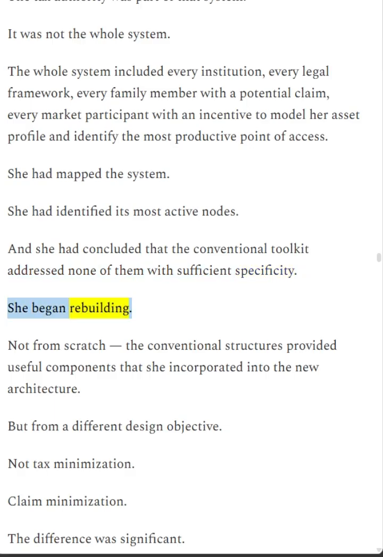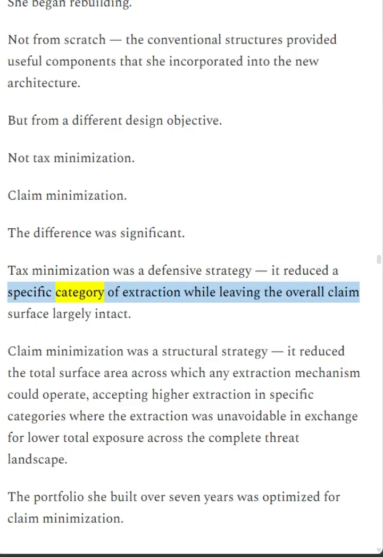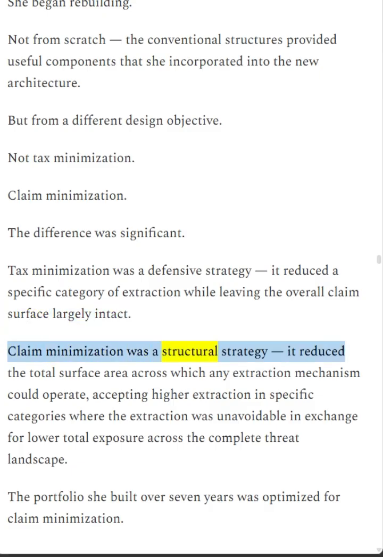She began rebuilding. Not from scratch, the conventional structures provided useful components that she incorporated into the new architecture. But from a different design objective. Not tax minimization, claim minimization. The difference was significant. Tax minimization was a defensive strategy. It reduced a specific category of extraction, while leaving the overall claim surface largely intact. Claim minimization was a structural strategy.